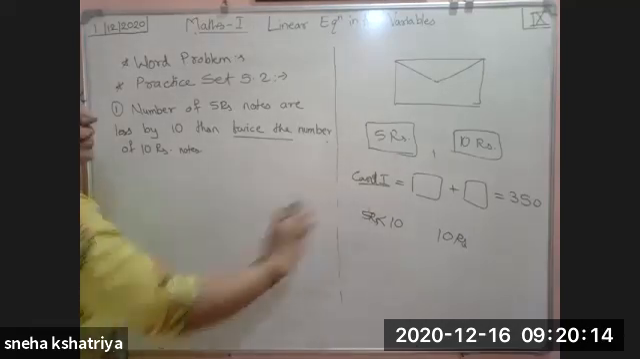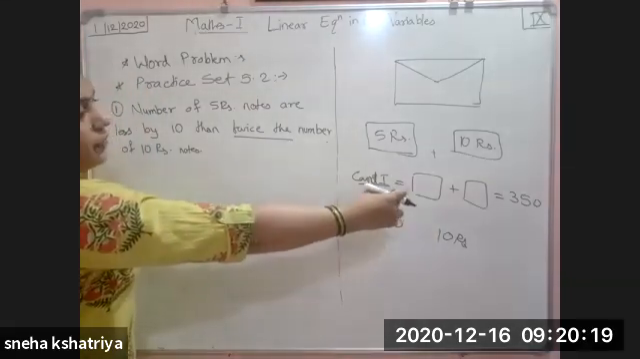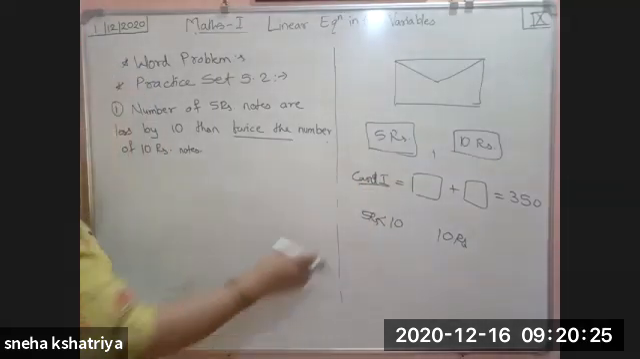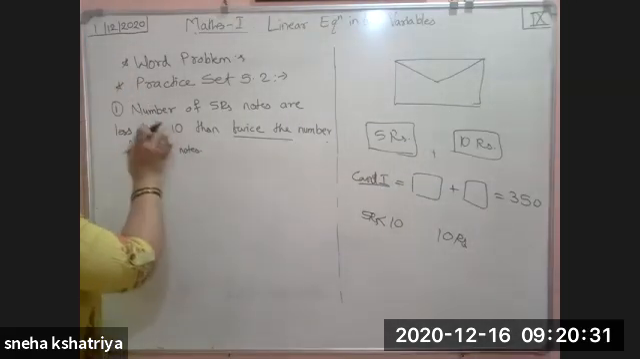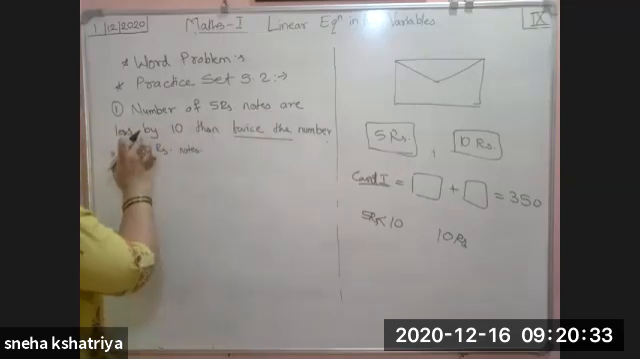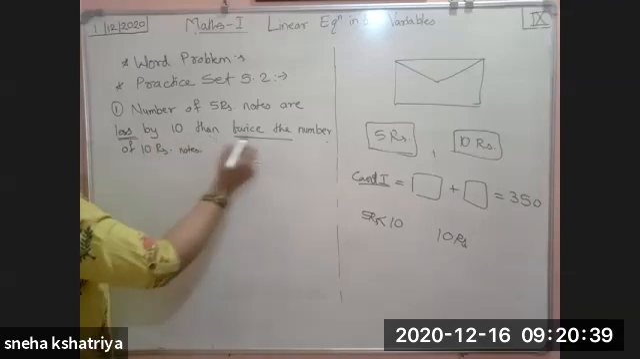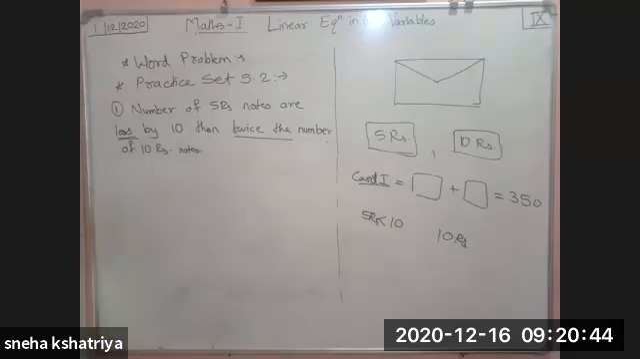Okay, so the first condition we get here is that there are some 5 rupees notes and some 10 rupees notes, and if we add those numbers, we will get 350. Their addition is how much? 350. Now the second condition: number of 5 rupees notes are less by 10 than twice the number of 10 rupees notes. What is the question there? Find the number of 5 rupees notes and 10 rupees notes.